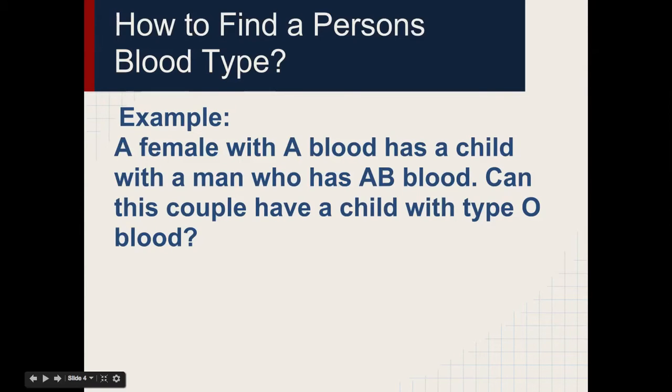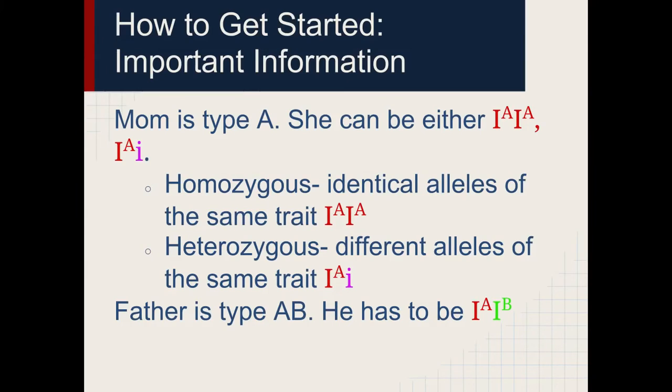We're going to find a person's blood type using this example. A female with type A blood has a child with a man who has type AB. Can this couple have a child with type O blood? First, we need to find the important information.